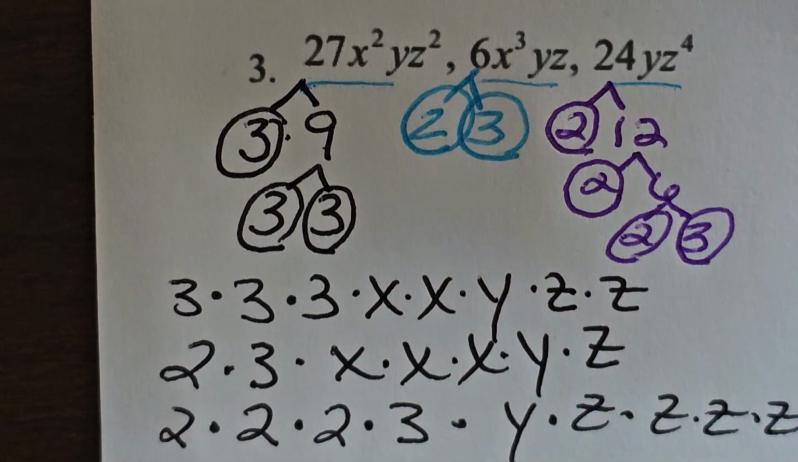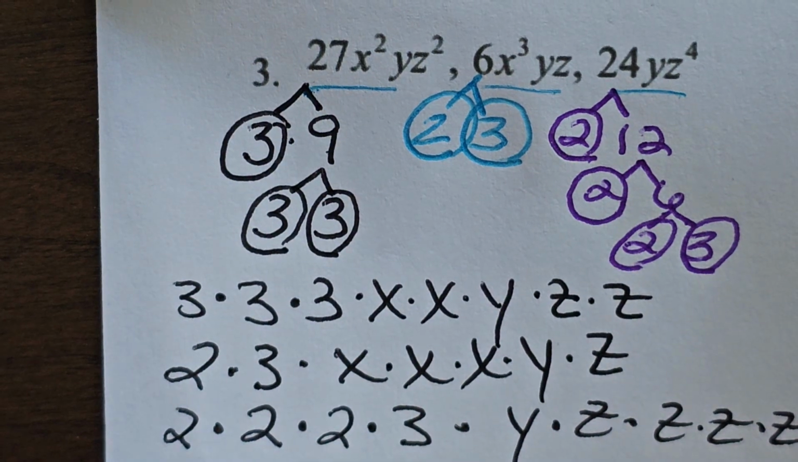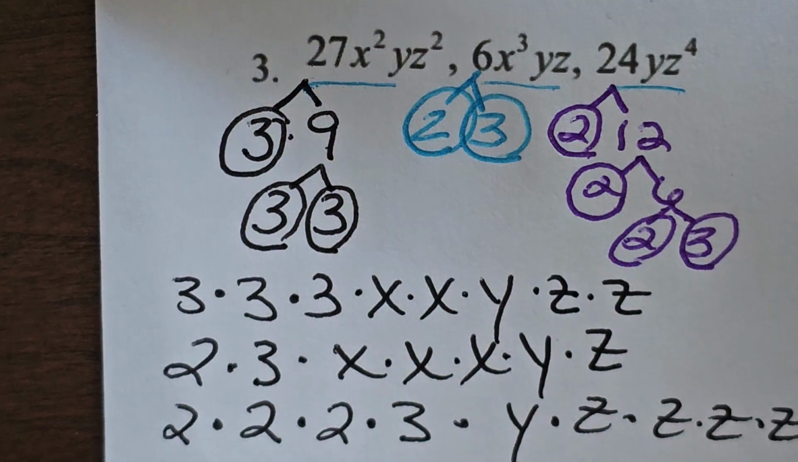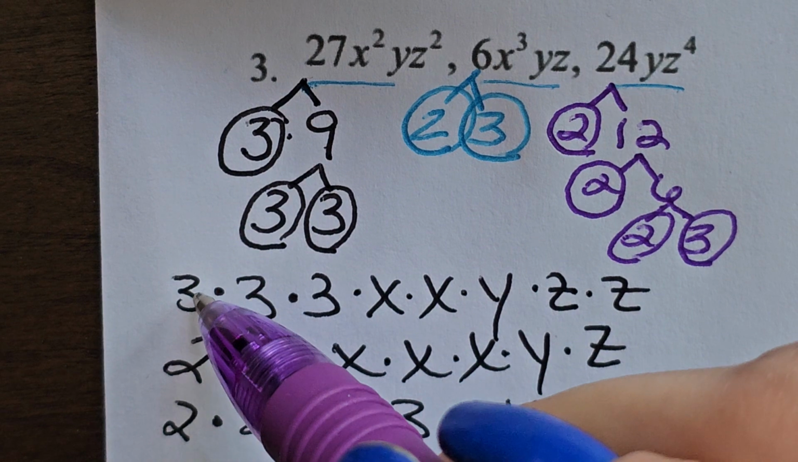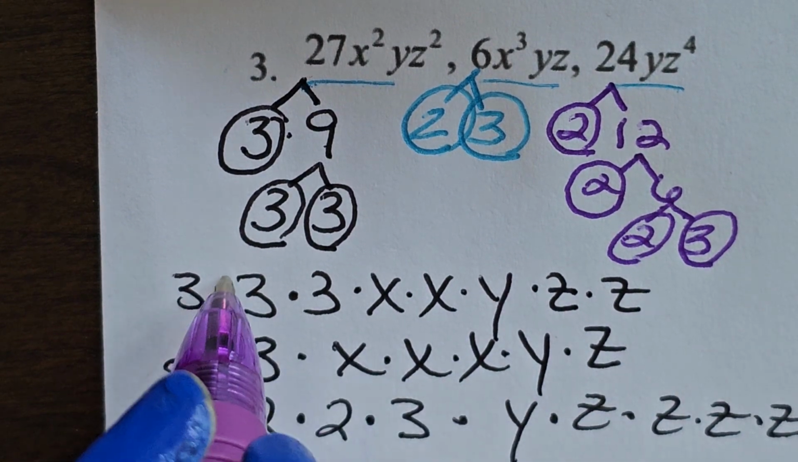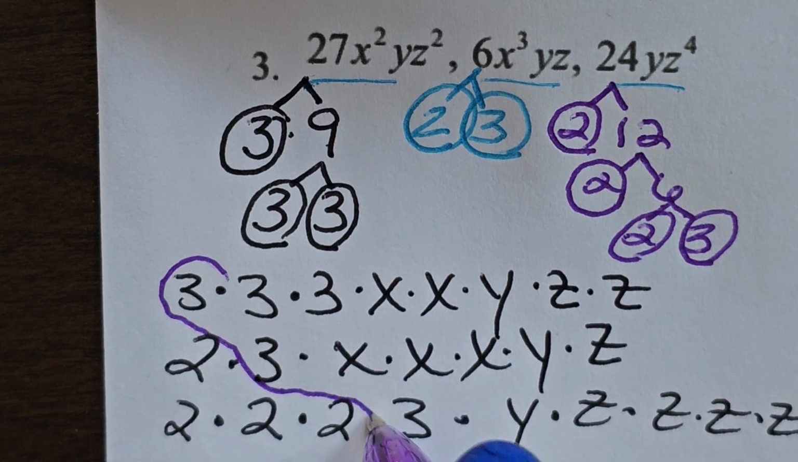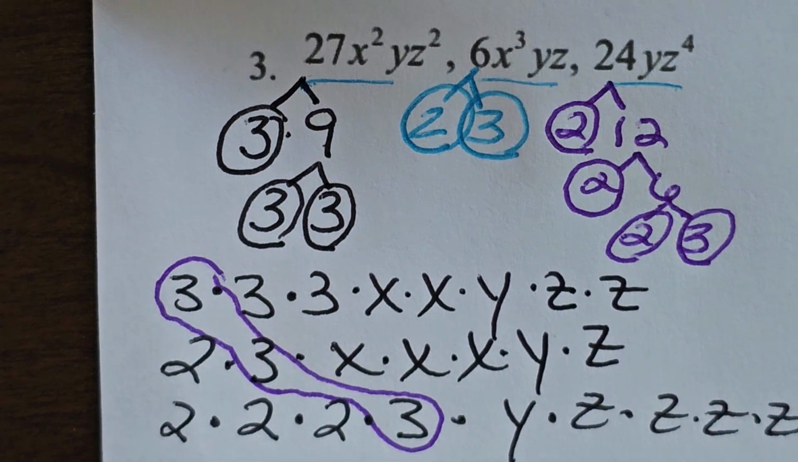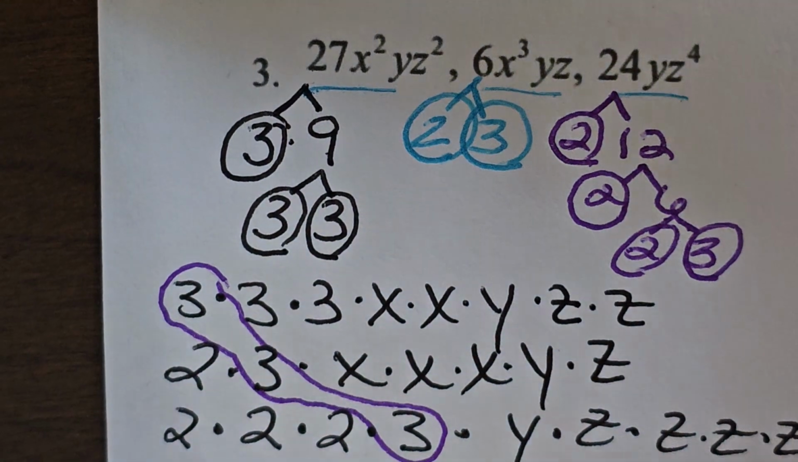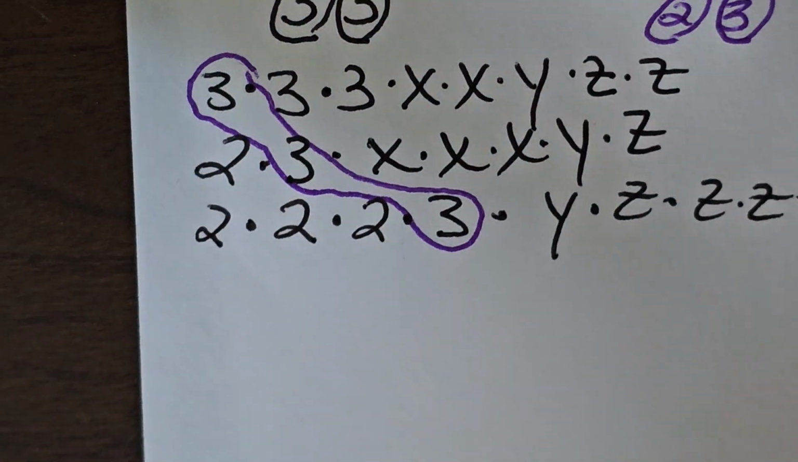So z to the 4th. Okay? All right. So now we're looking for what they all have in common. Well, let's see. Do they all have a 3 in common? Yeah. This one has a 3. This one has a 3. And this one has a 3. So, I'm going to scooch this down a little bit so I can start writing the answer underneath it for the greatest common factor.